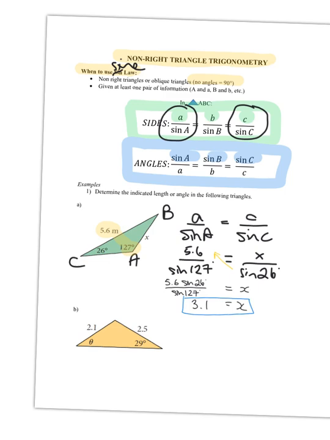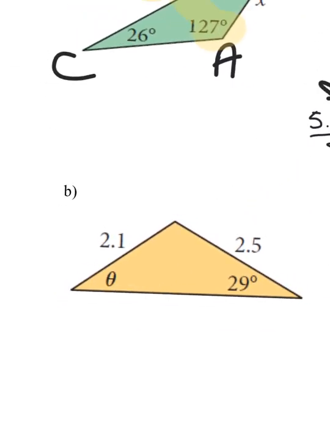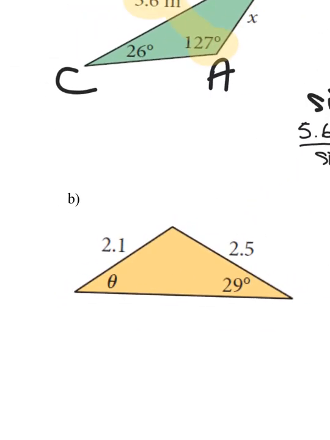So if I label my vertices here, let's call the top A, we'll go B over here, and we'll say C at the side. So if I take a look, this time I have angle C, and I have the side across from it. So I have angle C here, which is 29, and I have the side across from it.